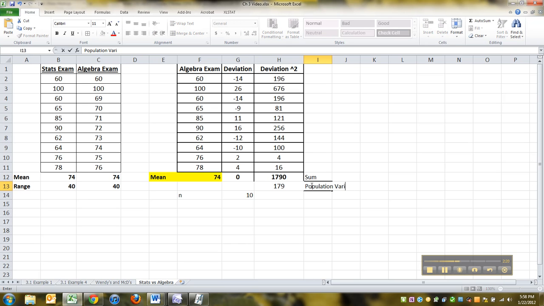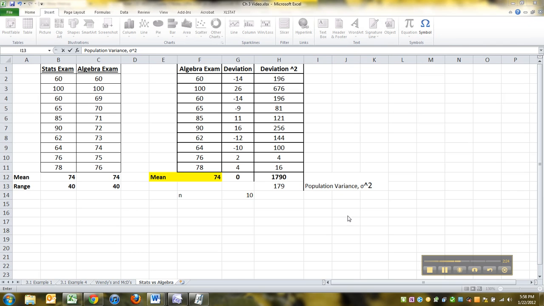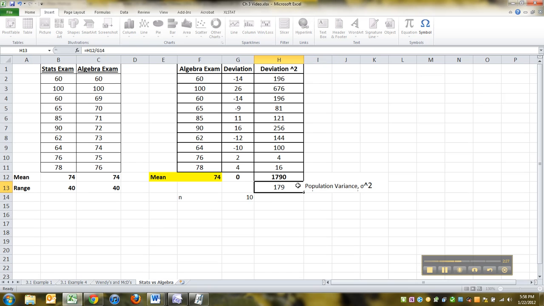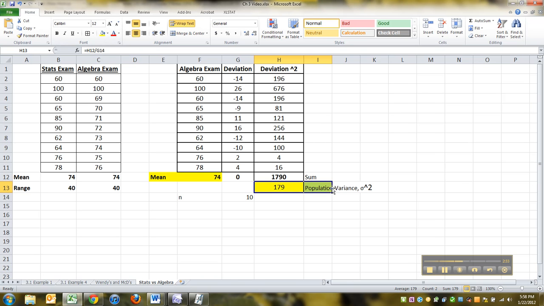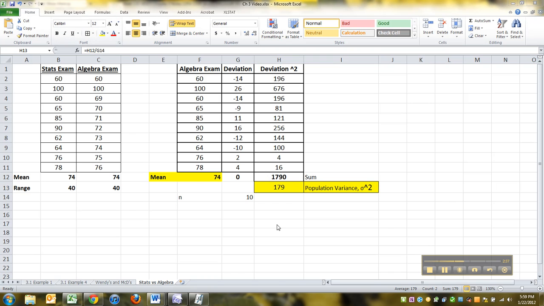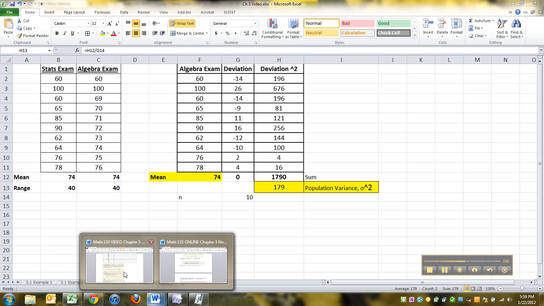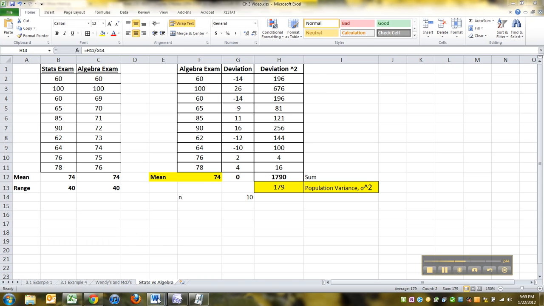And it has a symbol. Let me go see if I can find it. There it is. So it's sigma squared. That is your population variance. Congratulations. All right, now we've got a couple issues, because even though that's the population variance, it's not like we actually found it from a population.